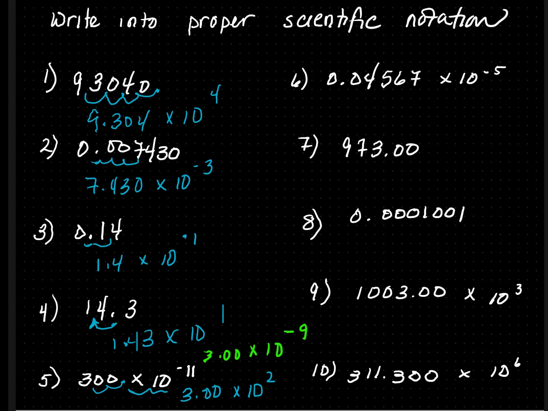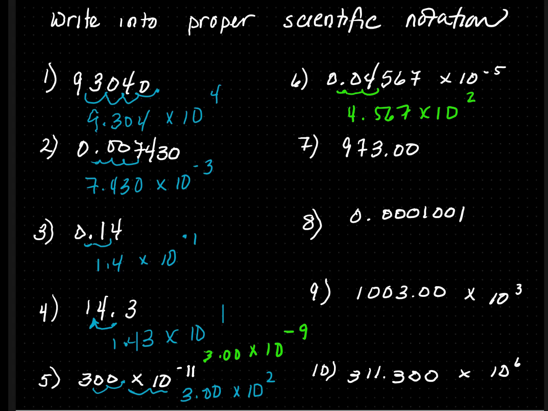So for number 6, again, we're going to write the first part in proper scientific notation by locating the decimal, which is given right here. We're going to move the decimal to the right to get one digit prior. So this is going to be 4.567 times 10 to the second power because we moved the decimal twice.